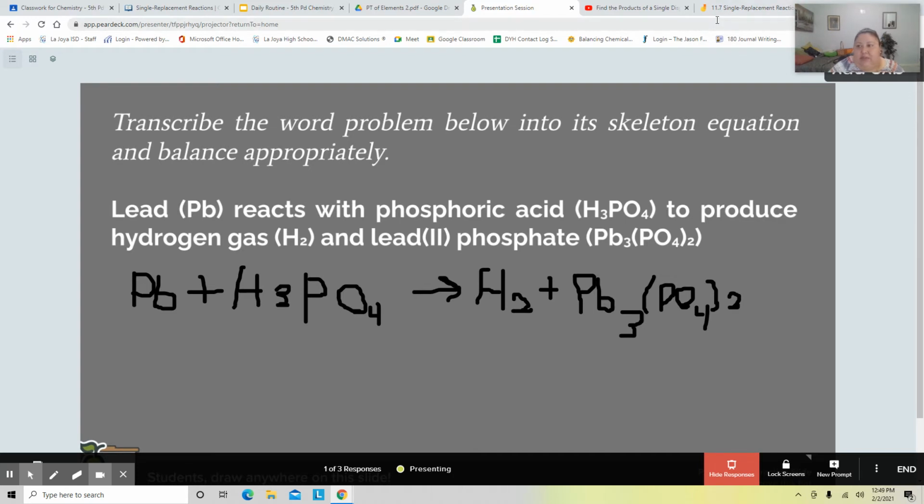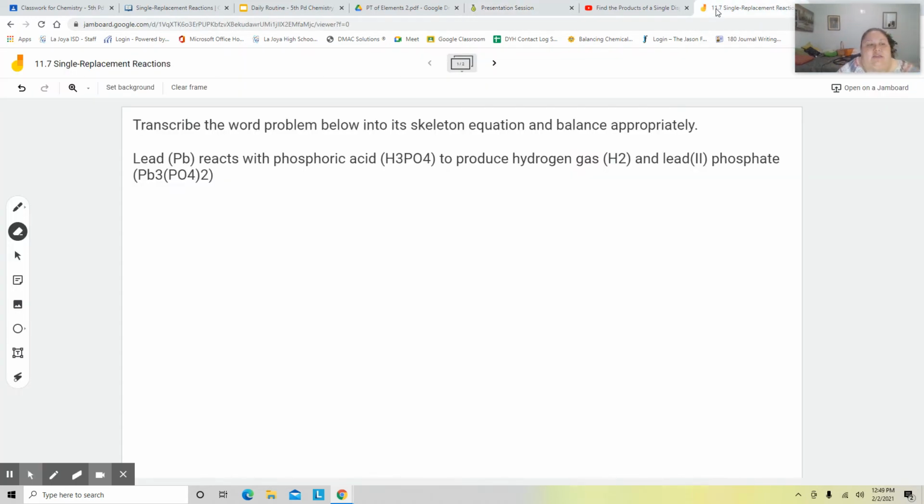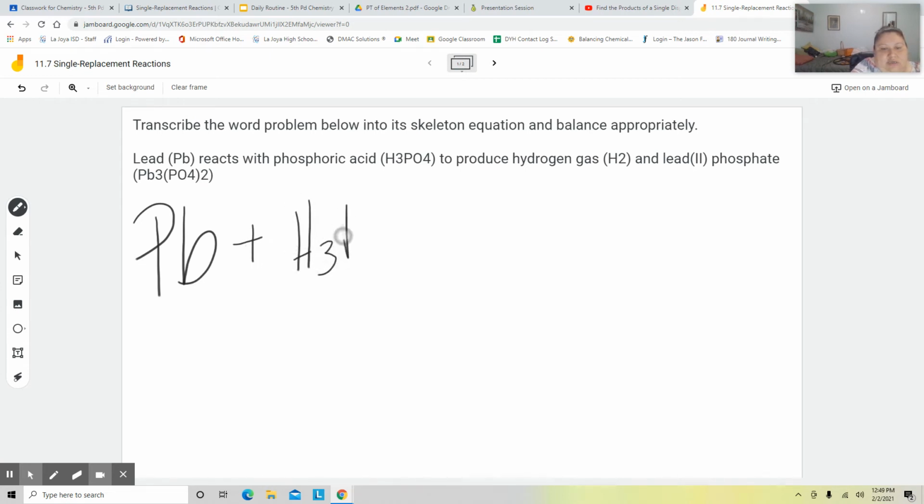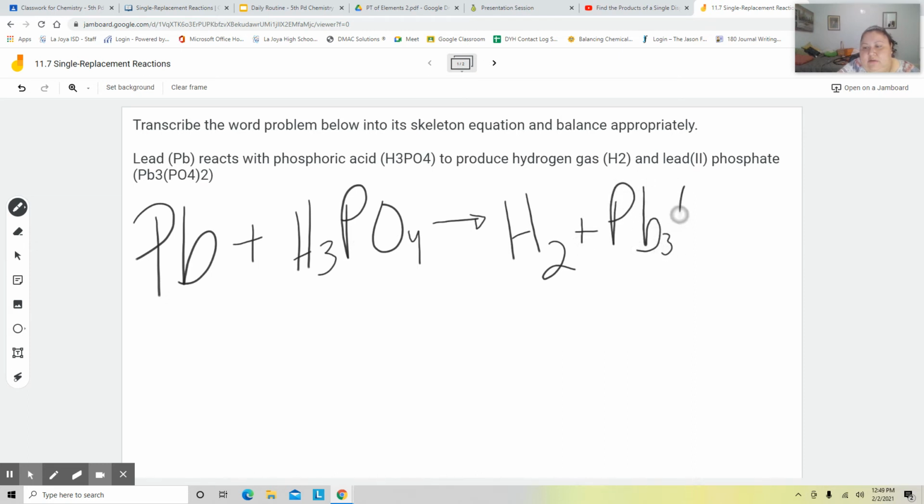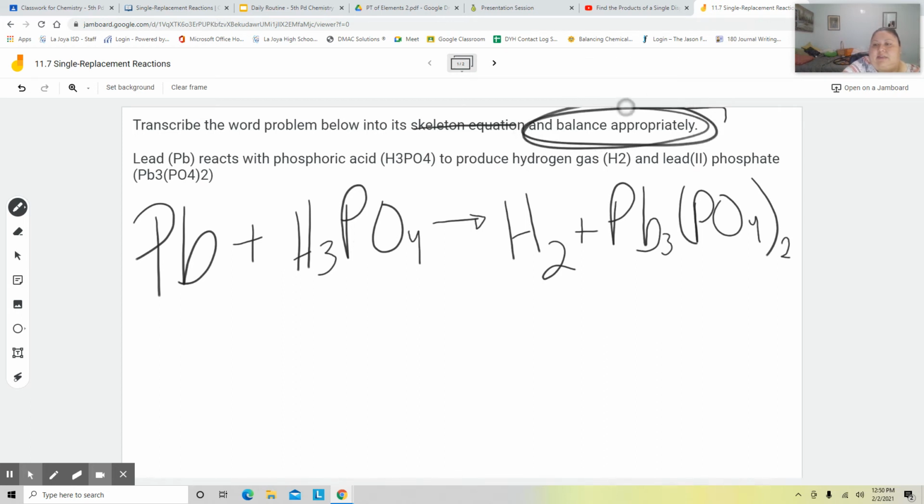Irvin wrote the reaction for us, right? He says that Pb, oops, might help if I have a marker. Pb plus phosphoric acid, H3PO4, yields or produces hydrogen gas plus lead phosphate. Very good, Irvin. But that's a skeleton equation. So we already did that. That's out. We need to balance appropriately.